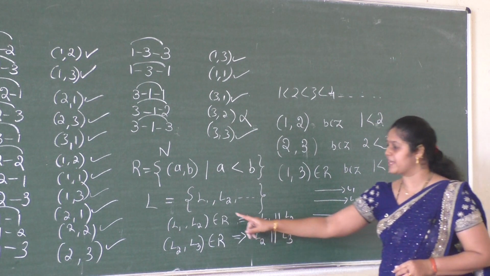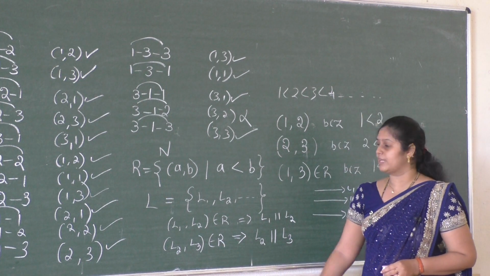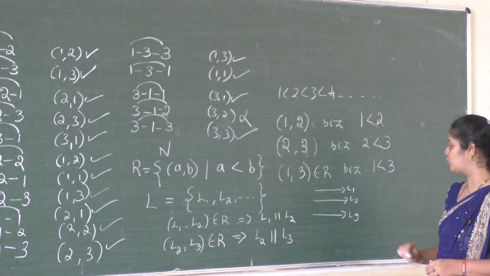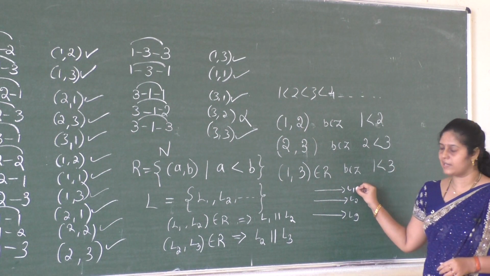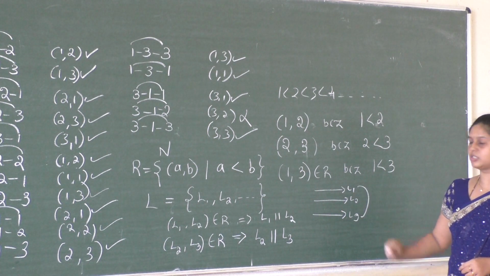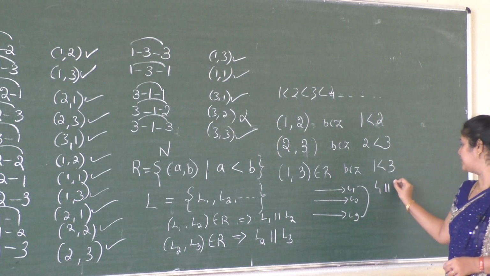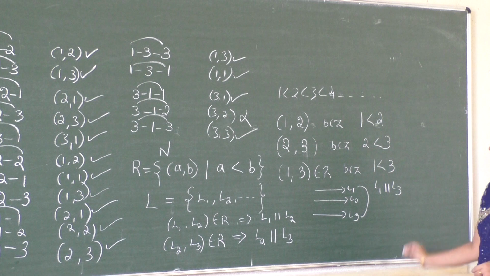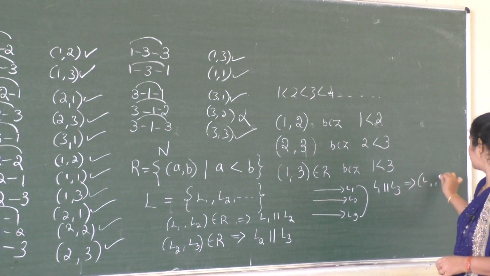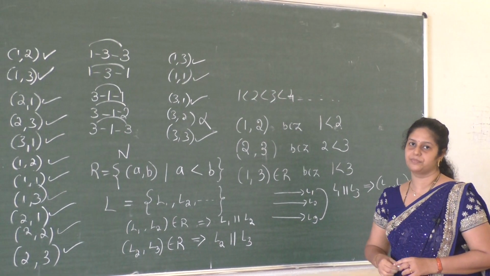So these two ordered pairs are there in relation R: L1 comma L2, L2 comma L3. Whether that implies L1 comma L3 belongs to R. Yes, because you can see L1 parallel to L2, L2 parallel to L3 means L1 is also parallel to L3. So L1 parallel to L3 implies the ordered pair L1 comma L3 belongs to relation R.